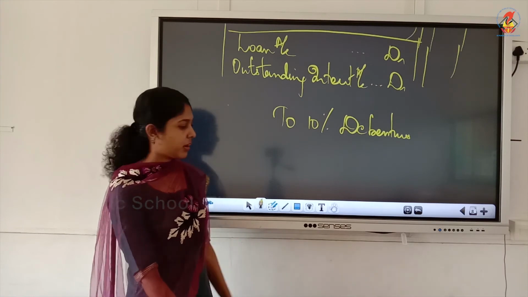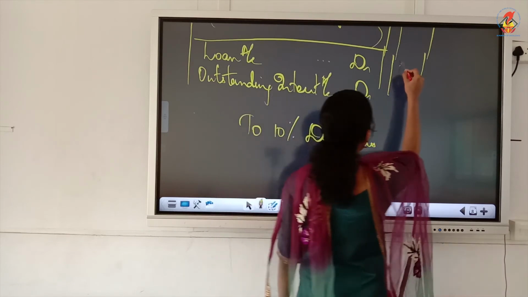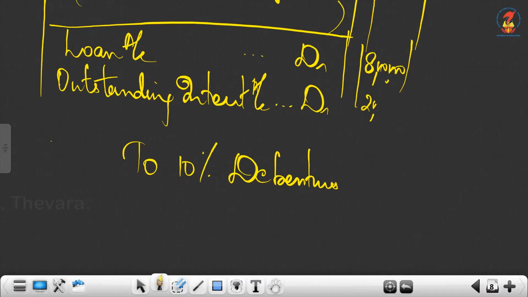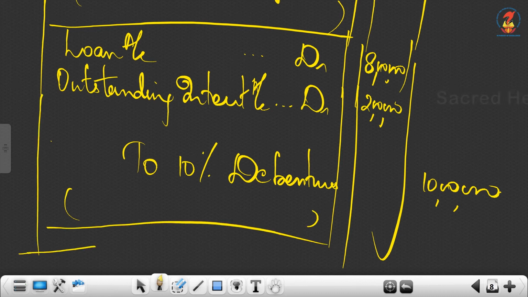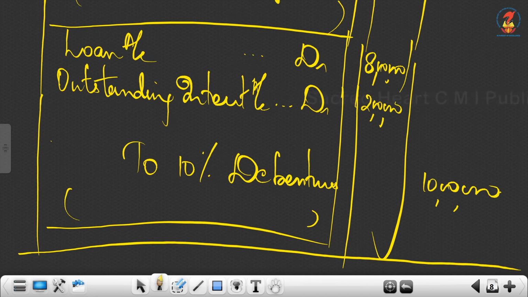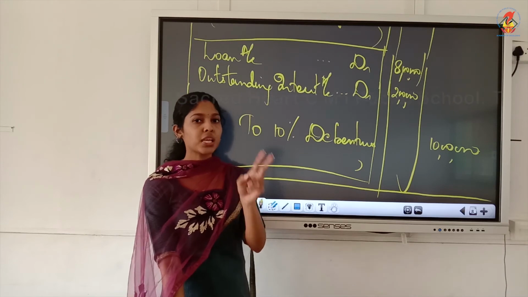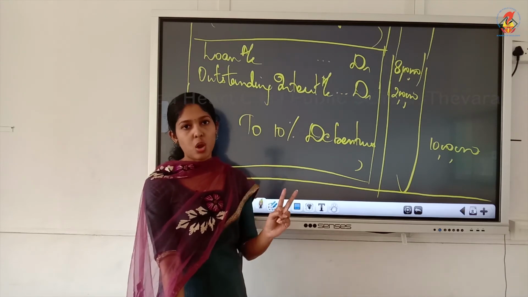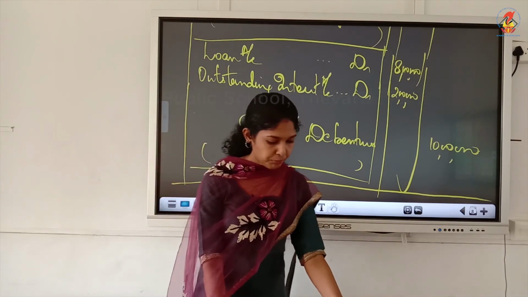Then the loan amount is given in the question like 8 lakhs, and the interest amount is given as 2 lakhs. So all these figures are directly given. So here it will be 10 lakhs. This is how you have to write journal entries when the company is unable to repay the loan amount. First you have to cancel that issued entry. Second, you have to cancel the loan account and all. That means we are settling the loan by issuing debentures.